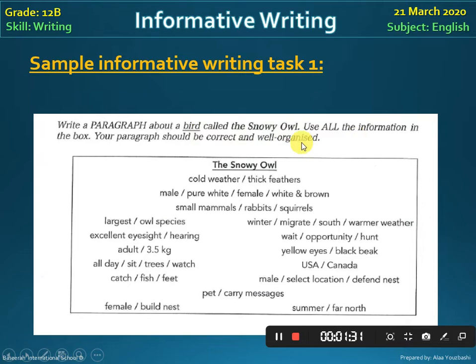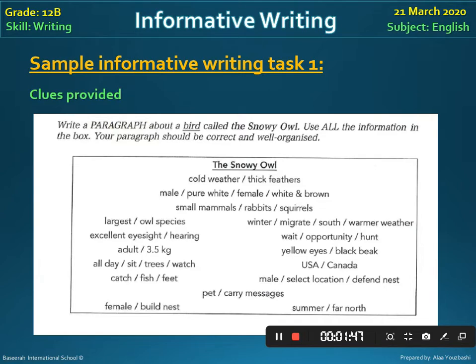Use all the information in the box, your paragraph should be correct and well organized. Now, you can see that they said write a paragraph. This is the first thing that we should see. So how can I analyze this question?